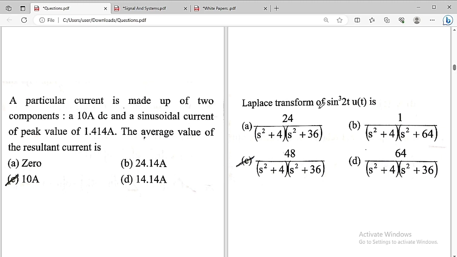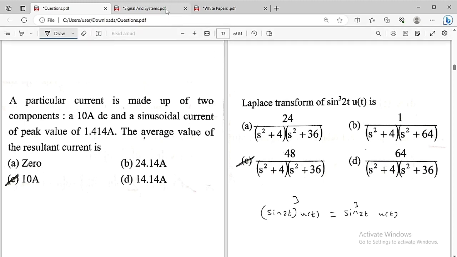Of the four options, option C is the correct solution of this question, which is 48 by (s square plus 4) into (s square plus 36). Basically, it should be sine 2t whole cube into u of t. Sometimes I write it like this, sine cube of 2t into u of t, and they may also write it that way. But if you don't want any confusion, this is the actual form you can write. For the signal, they are asking for the Laplace transform. So option C is the correct solution, which is 48 by (s square plus 4) into (s square plus 36).